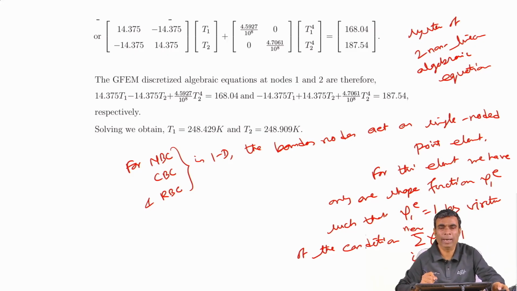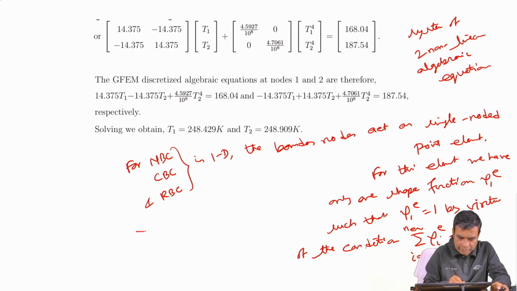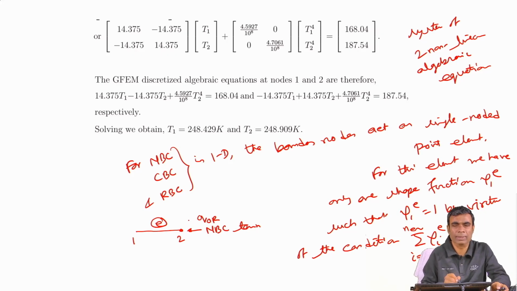So for a point element, we have only one node. Because of that, we have only one shape function. Now for the Lagrangian shape functions, summation of all the shape functions should be 1. So by that argument, the shape function for single noded point element will be unit valued. Now we can show this for the Neumann boundary condition. Let us consider this is a boundary element, local node 1 and local node 2, and here this is the NBC term given by Q0R. So heat flux is specified.